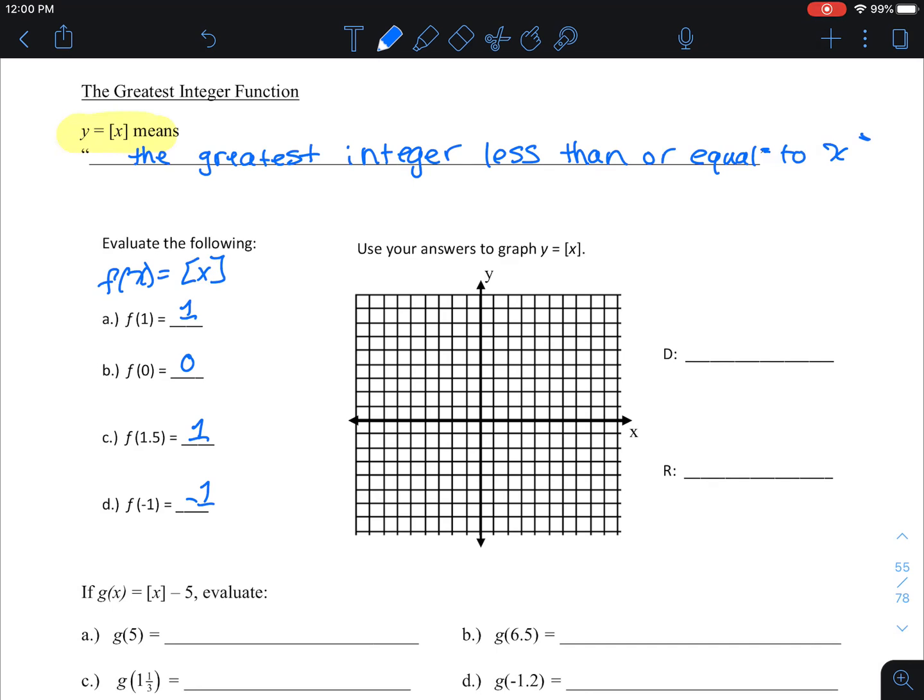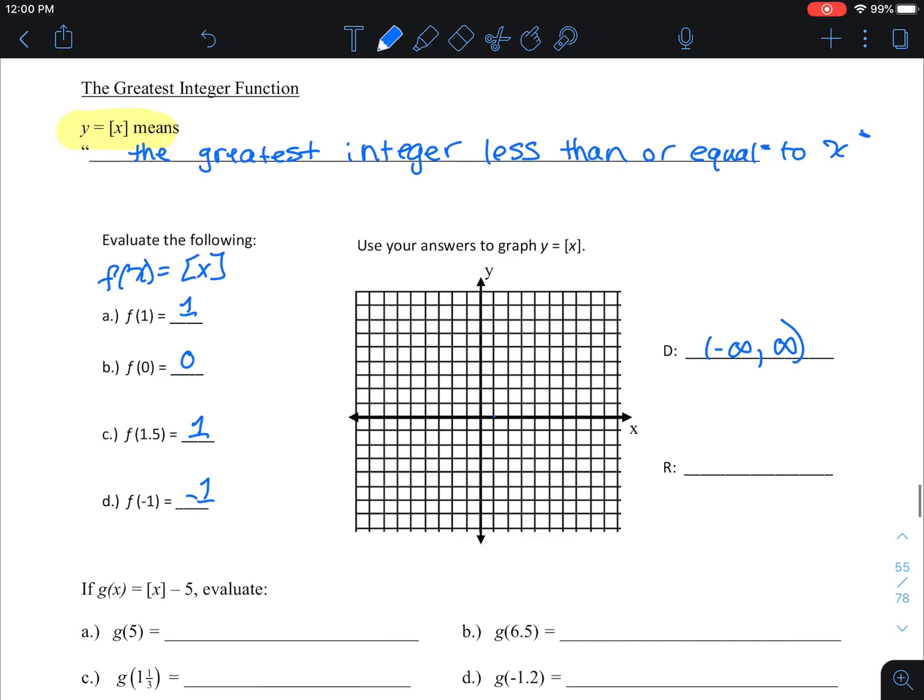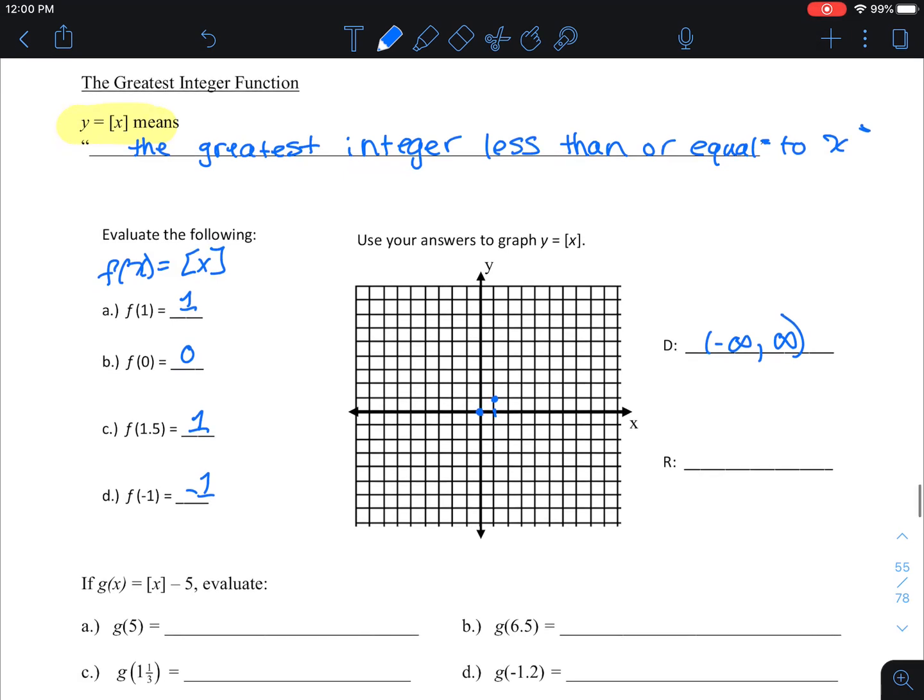So here our domain is from negative infinity to infinity, because you can plug anything into this function. You can plug in pi, you can plug in 2.5, you can plug in irrational numbers. Any number you can plug in. But the range is going to be different, and we'll see that once we start graphing. So let's graph. So we said that 1 maps to 1, 0 is at 0, but at 1.5 we're still at 1. At negative 1 we're at negative 1, and then if you plugged in 2 you would get 2.